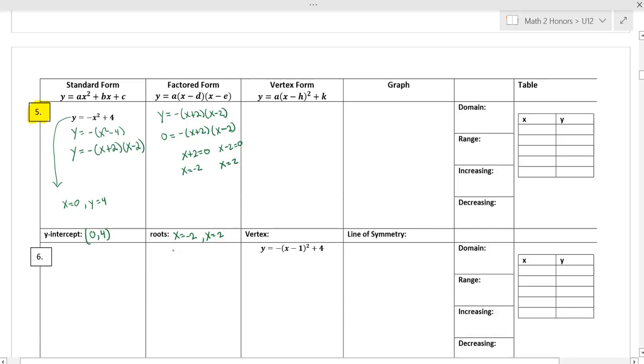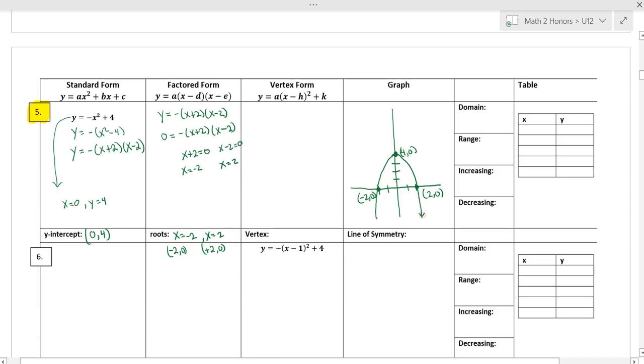So roots are x equals -2 and x equals +2. And the roots give you x-intercepts. So -2, 0, and +2, 0. I'm going to go to the graph now because I have some points I could work with. Plot those points. Label the points. And we see we got the main part of our graph.